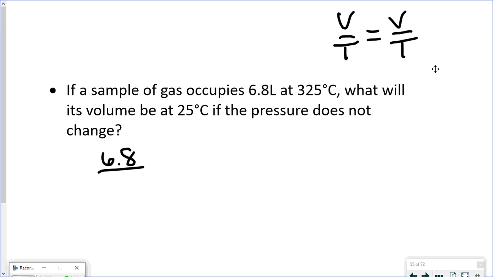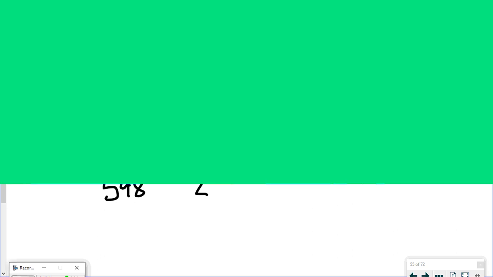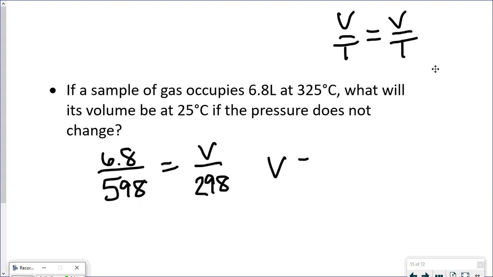And we're wanting to know what's the volume at 25 degrees Celsius, which 25 plus 273 is 298. So looking for our final volume, we're going to have to do 6.8 divided by 298, multiply by 298 to get volume by itself. And we get that our volume is 3.39 liters.